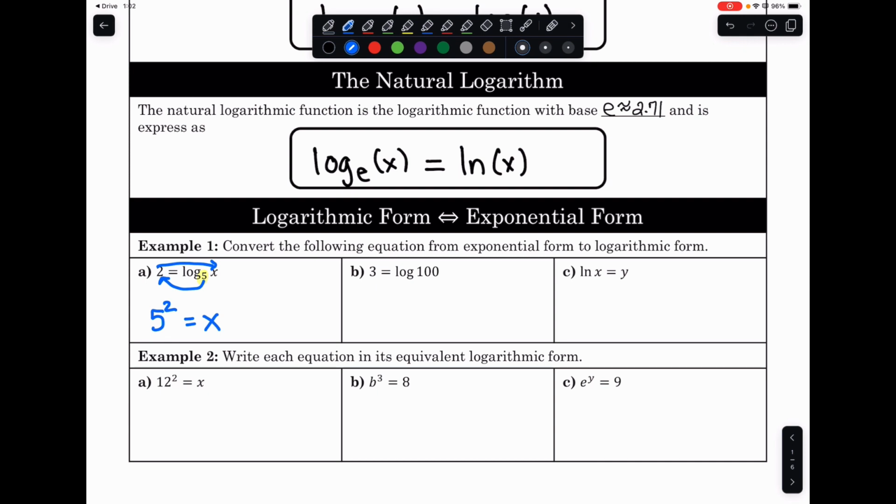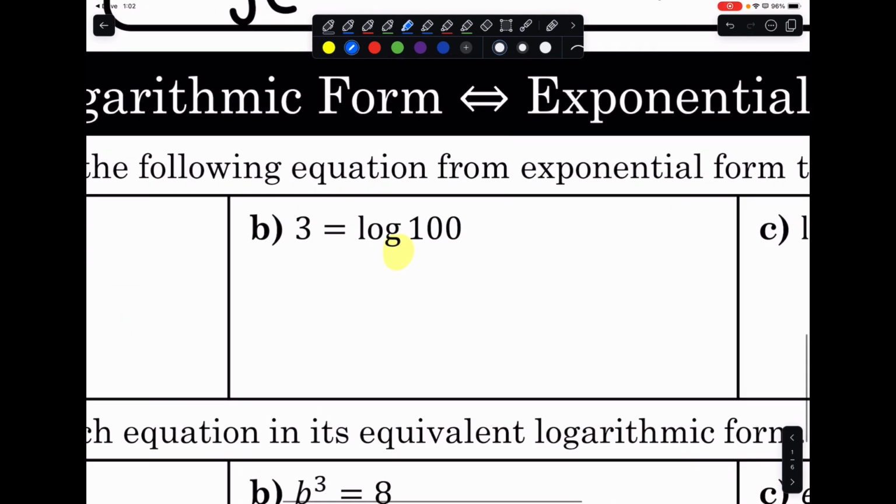So let's look at the next example. The next example, again, is a common log. Since the base is not written down here, that base is assumed to be 10. So we're going to zoom in and let's write this as 10.